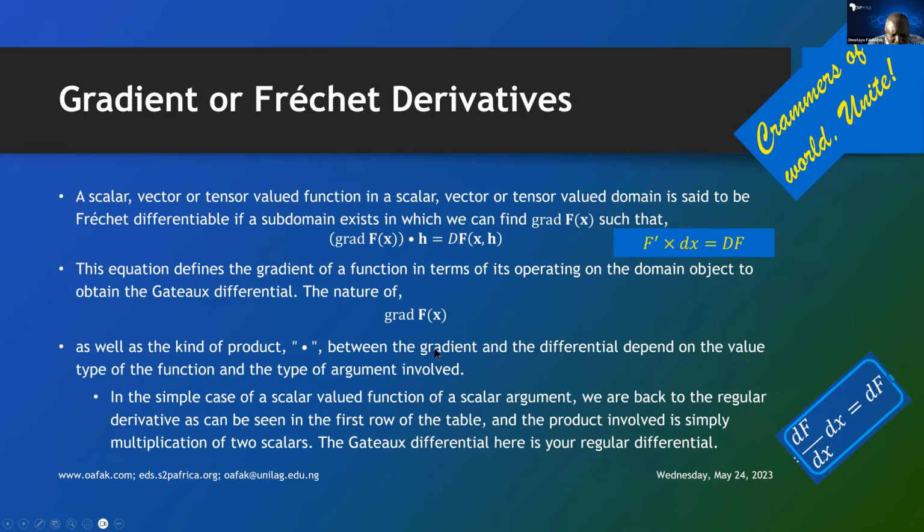The nature of them will depend on the value and type of function and the type of argument involved. In a simple case of a scalar valued function of a scalar argument, we are back to the regular derivative, and this dot here will just become ordinary multiplication. But in other cases, it will be something else. There will be cases where it will be ordinary multiplication. There will be cases where it will be dot product. There will be cases where it will be cross product. There will be cases where it will be a contraction. It will be some kind of product.